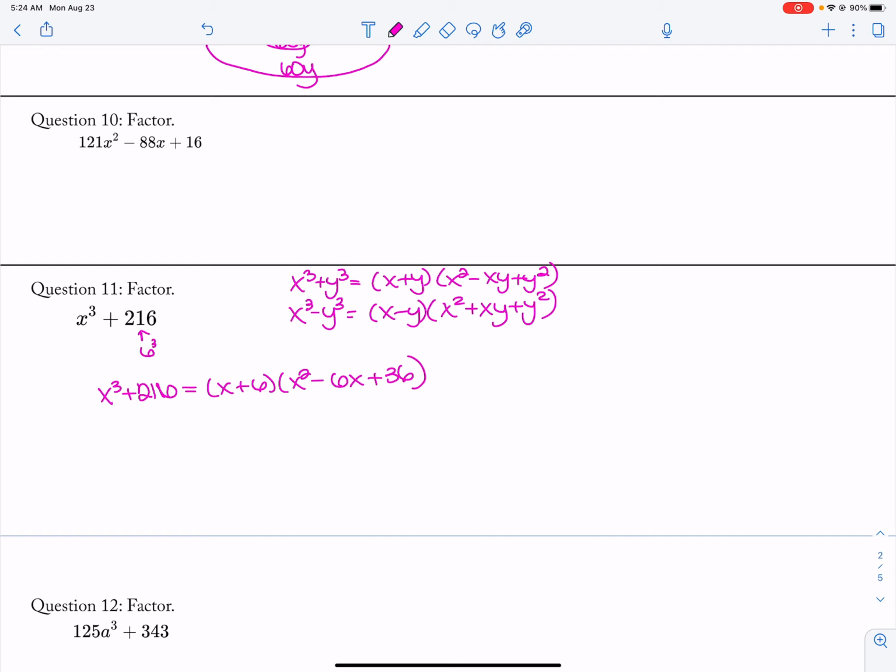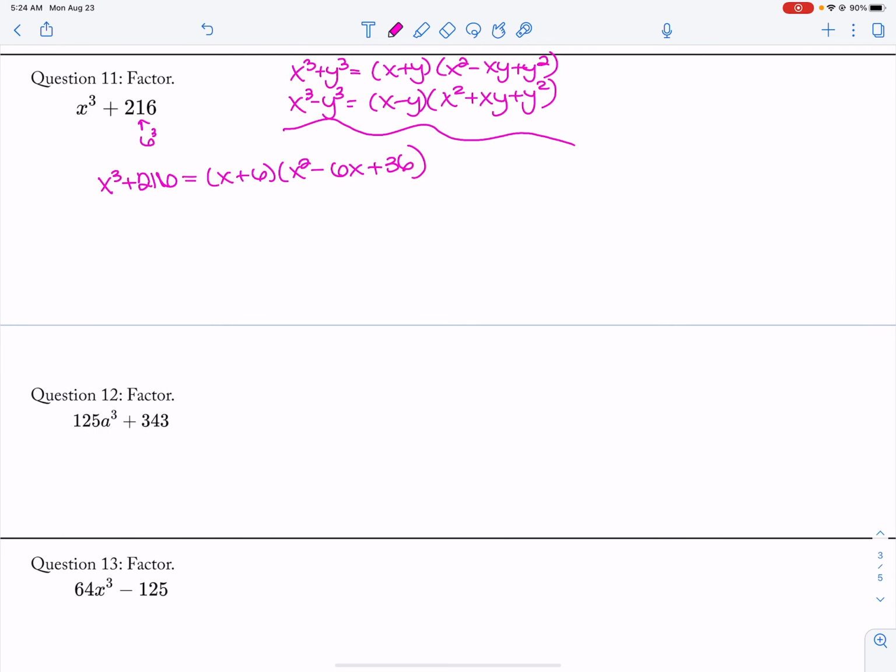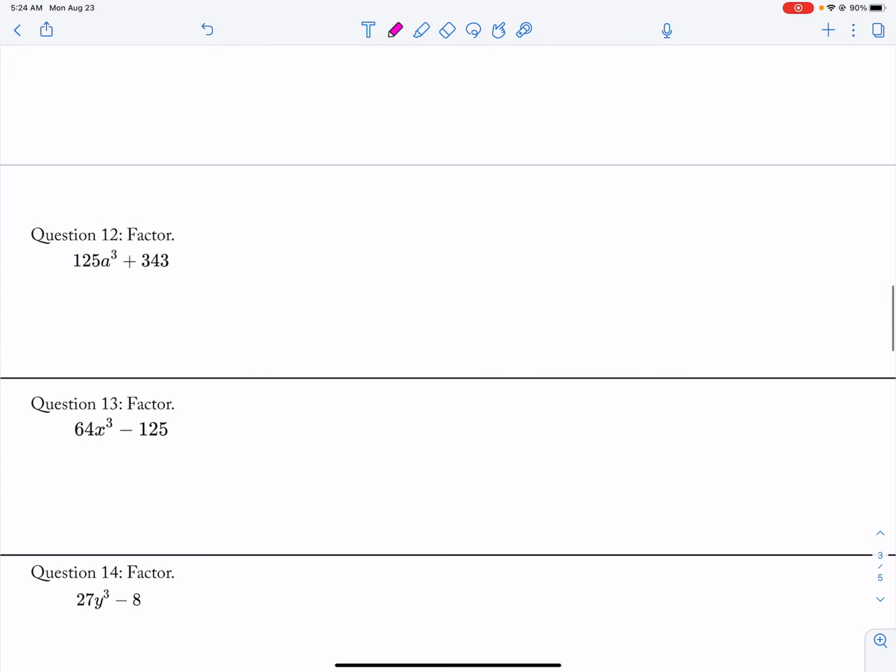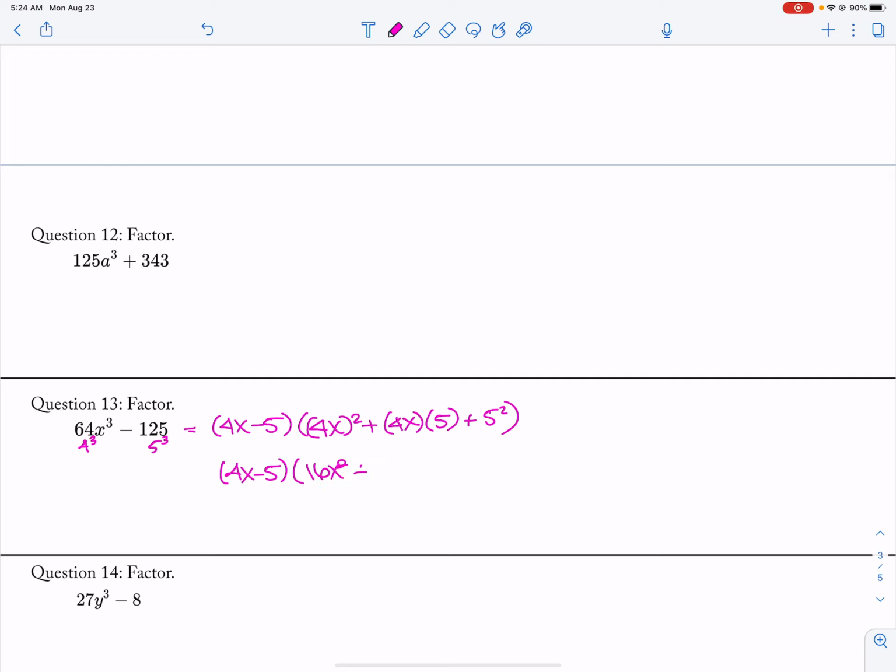Moving right along to question 13, which is where we're going to need this. So this 64 is 4 cubed. This is 5 cubed. So this factors to 4x minus 5, and then a 4x, the quantity squared, plus 4x times 5 plus 5 squared. So then I get 4x minus 5, 16x squared plus 20x plus 25. Okay?